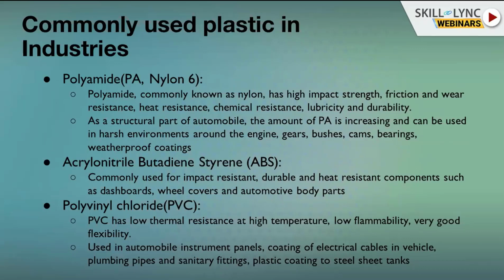The next material is ABS. It is commonly used for impact resistant, durable, and heat resistant components such as dashboards, wheel covers, and automotive body parts. The next material is polyvinyl chloride, which we call PVC. PVC has very low thermal resistance at high temperature, low flammability, and very good flexibility. It is used in automobile instrument panels, coating of electrical cables in vehicles, plumbing pipes, and sanitary fittings, and as plastic coating on steel sheet tanks.